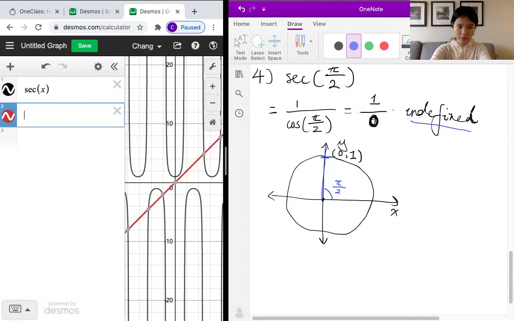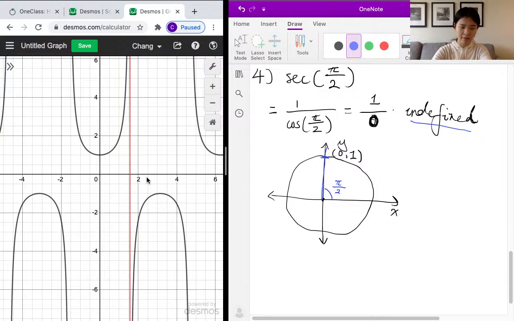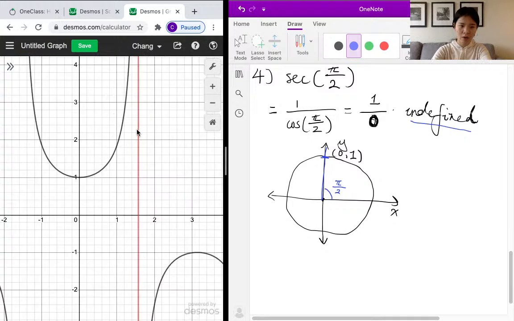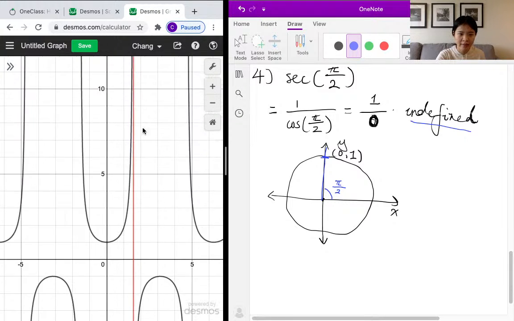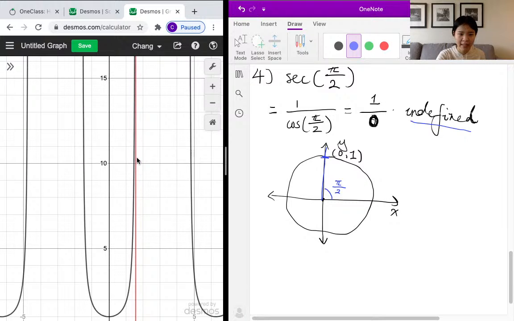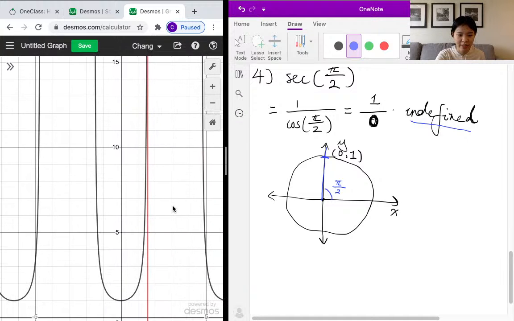Now let's find where x equals pi over 2 is. All right, so the line in red is x equals pi over 2. We know that over here on the secant function, when x equals pi over 2, the value of y actually doesn't exist. Because notice how right over here, the secant function, which is the black line, is approaching the red line, which is pi over 2, infinitely, but it never really reaches the red line.